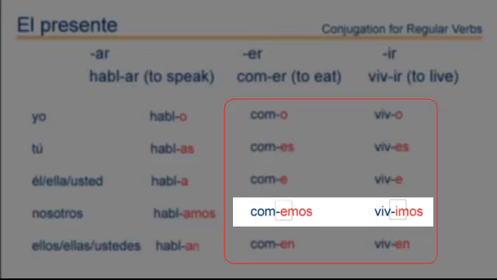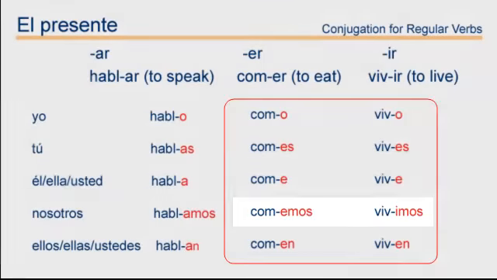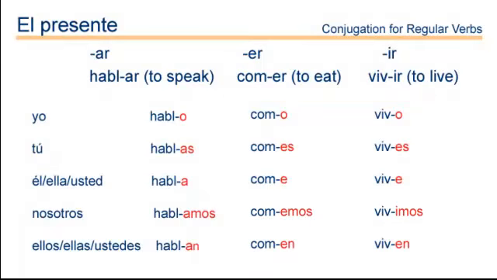So notice the conjugation of the three verbs. For hablar we say hablamos, for comer comemos, and vivir vivimos. So those two verbs, the ER verb and IR verb, have the same conjugation except for nosotros, and they are also different from hablar.